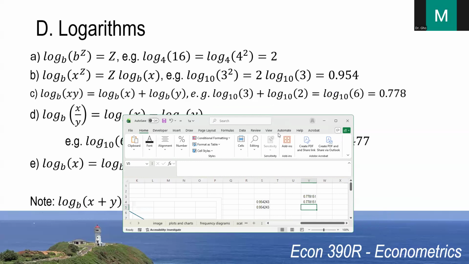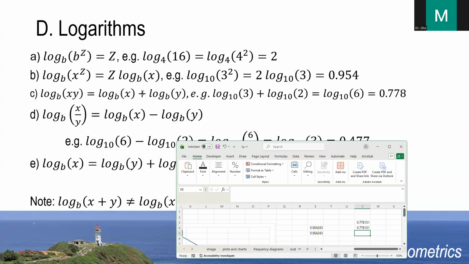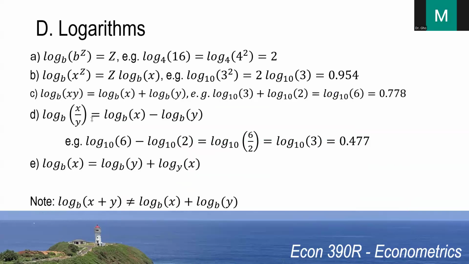Let's look at D. If you're adding those two logs together, it's the same thing as a product. If you're subtracting them, then you get the ratio. The one thing I like to point out that is a common mistake: the log of X plus Y is not the same thing as the log of X plus the log of Y.